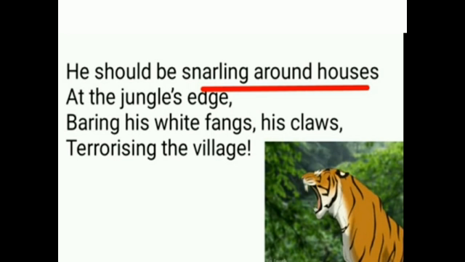The poet then gives another suggestion that the tiger should be sitting at the jungle's edge in the close vicinity of a village. Vicinity means what? The atmosphere, the surrounding. He should be terrorizing the people passing that way by its sharp teeth, baring its claws, and producing low sound of anger.